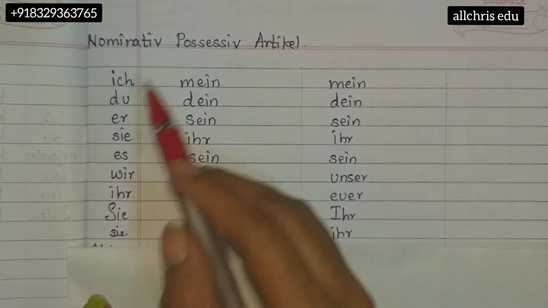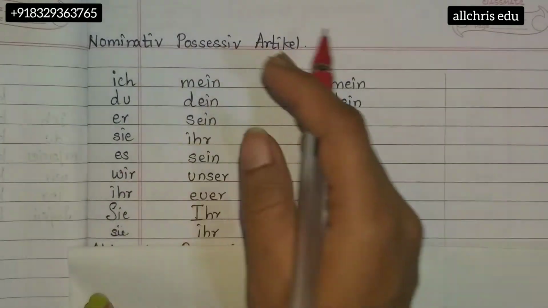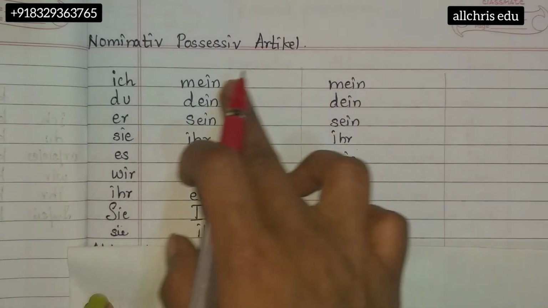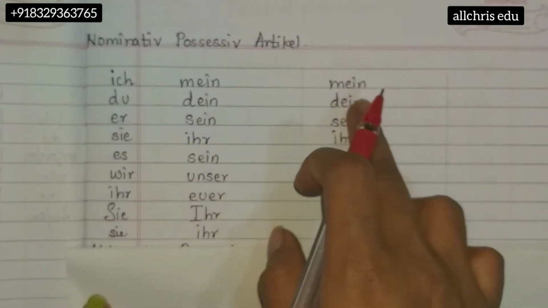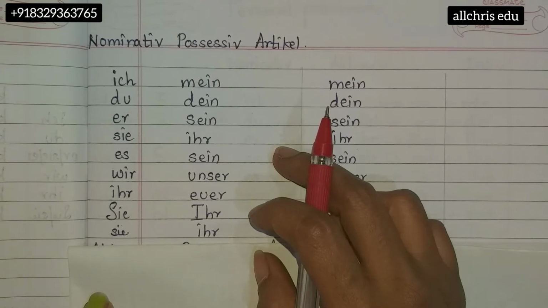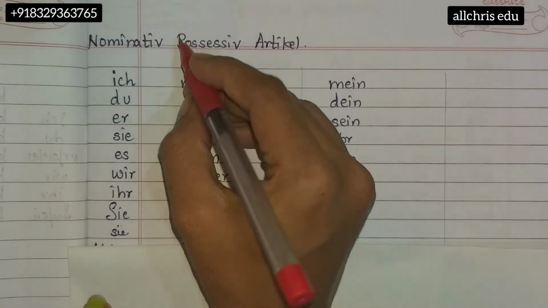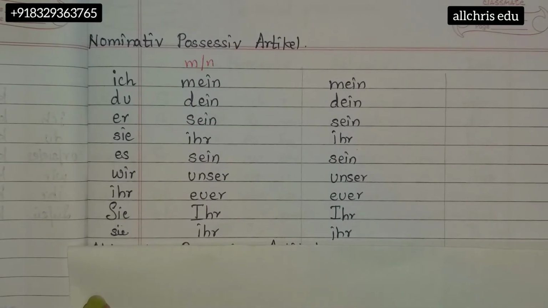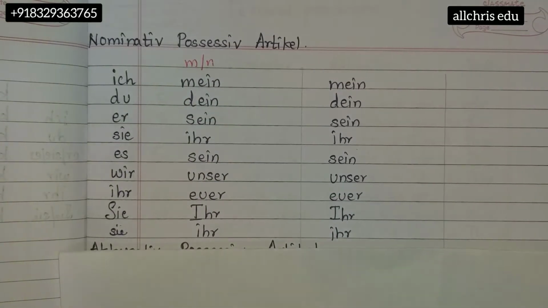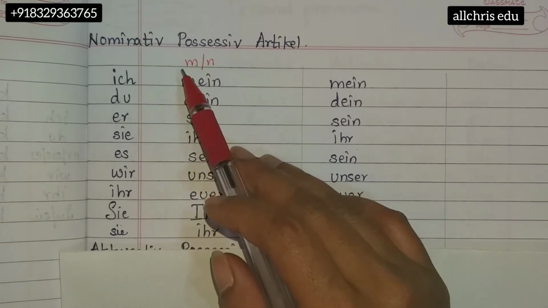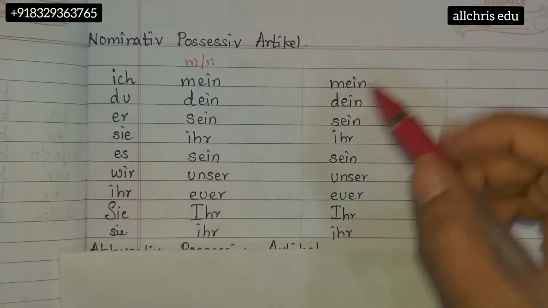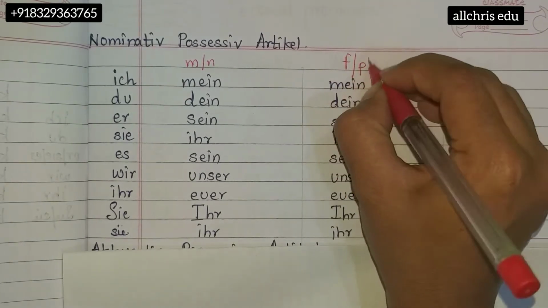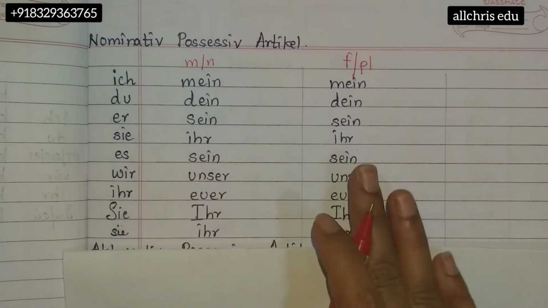Now, after the margin, whatever comes, this whole part is your possessive article. These 2 columns are your possessive article. The first column name is male, neutral. I am writing the short form. If you want, you can write the full form, masculine or neutrum. Then the second column is female and plural. So we have 2 columns.